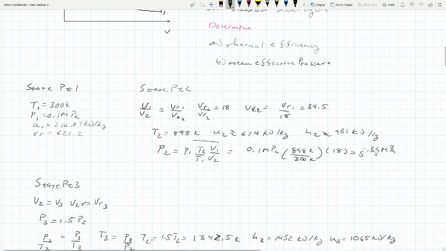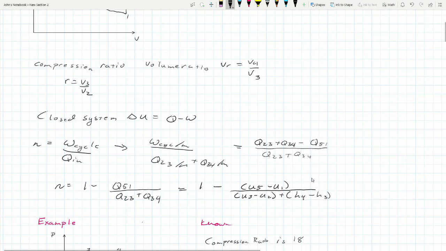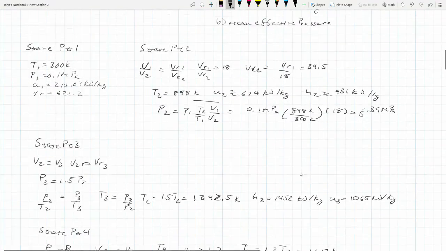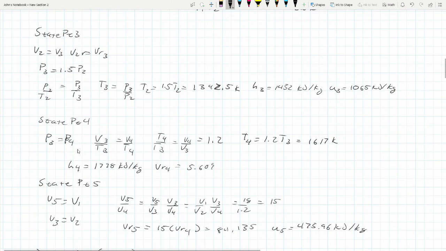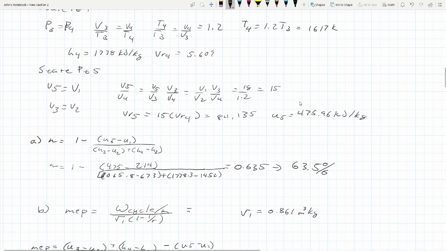So we were tasked with finding the thermal efficiency and the mean effective pressure. Well, the thermal efficiency is based off of this equation here. We need to know internal energies and enthalpies, so we have to find those values by analyzing every single individual state point. Luckily, there's only 5.